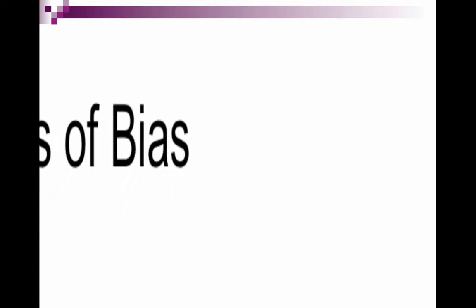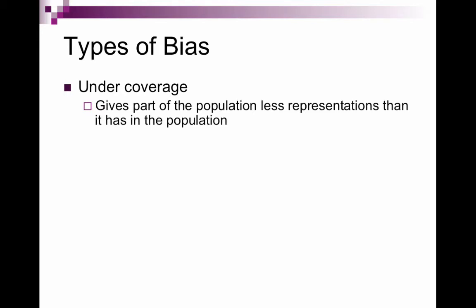Let's go ahead and talk about the different types of bias. The first type is undercoverage. This gives part of the population less representation than it has in the actual population. For example, at a high school, there are freshmen, sophomores, juniors, and seniors.